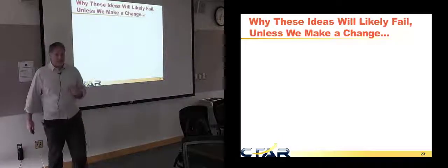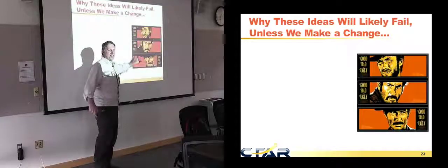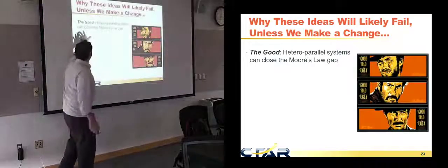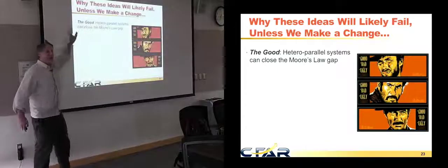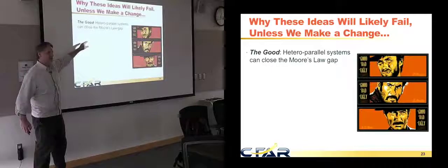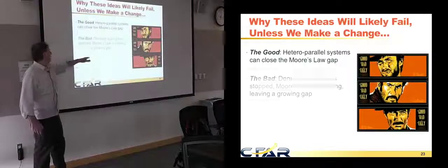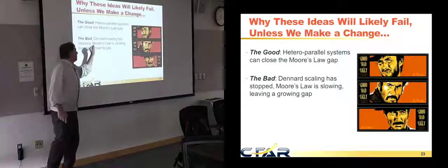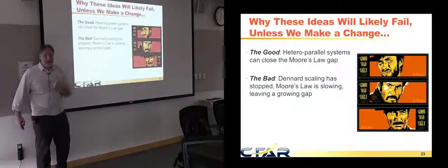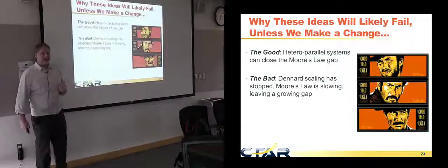And to understand that, you need to understand what I like to call the good, the bad, and the ugly of today's silicon. First, the good. We saw the good. Heterogeneous parallel systems can close the Moore's law gap. You can get 10, 50, 100x out of those architectures. And I know this community can build those architectures. Those designs will exist. Here's the bad. We're losing Dennard scaling, Moore's law is slowing, so there's this big gap. But I am convinced that this is so powerful, it'll overcome the bad. The good overcomes the bad.